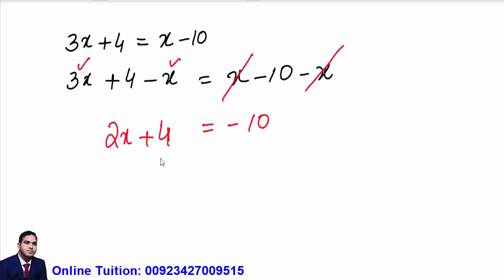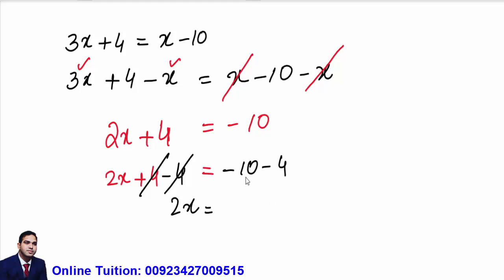Now remove this 4 from 2x + 4 by subtracting 4 on both sides. This is -10 and this is -4. This is cut off. This is 2x, and -10 - 4 is equal to -14. Now 2x is equal to -14.